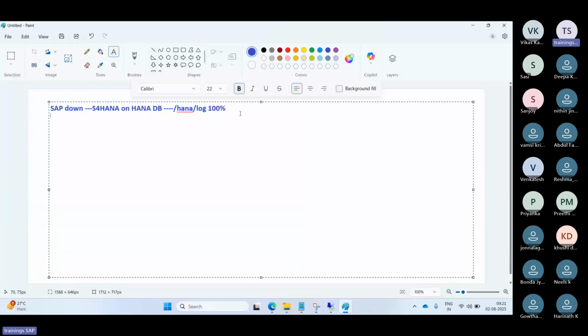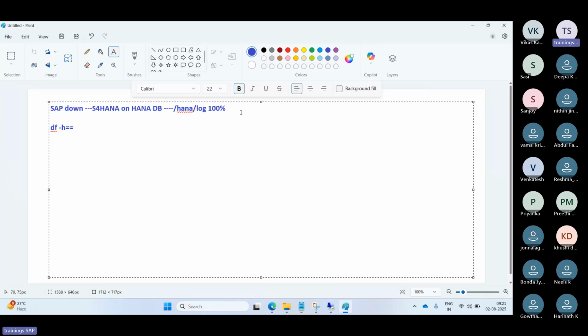Normally HANA log backups run regularly every 15 minutes, then it does the cleanup and reclaim. Unfortunately for that customer, the log backup was not happening, so the file system suddenly became 100% full. Immediately I checked at OS level, all the HANA processes were running and SAP had no issues. Then I started debugging the HANA side. When I saw df -h, I immediately knew /hana/log was 100% full.